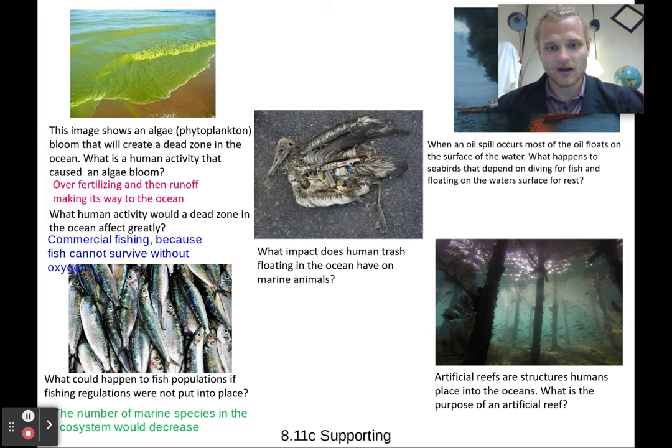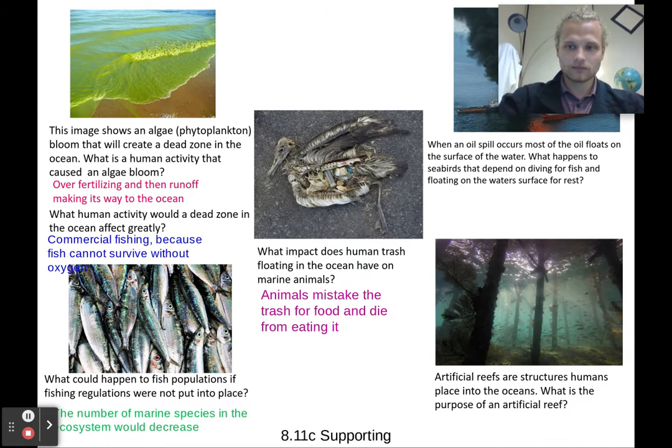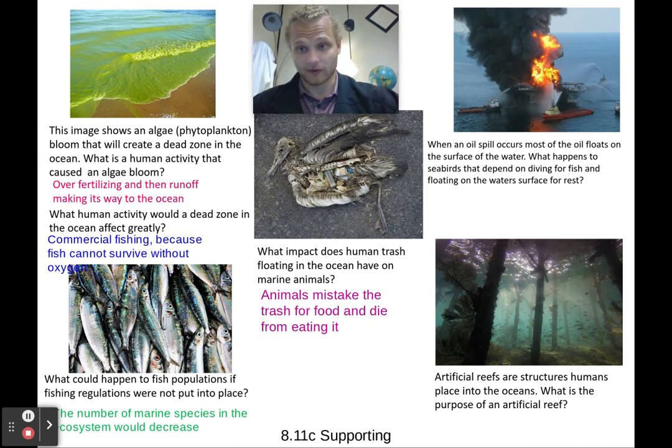What impact does human trash floating in the ocean have on marine animals? Well, as you can see, this bird ate a little bit of the trash. Not good. The trash is going to kill animals. When oil spills occur, most oil is going to float on the surface of the water. What happens to seabirds and diving fish on the water surface? Well, they're going to get oil in them and they're going to die. It's not very good.